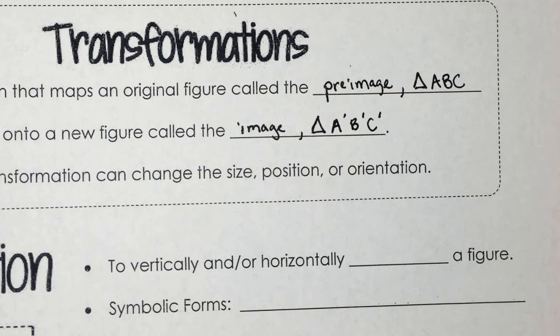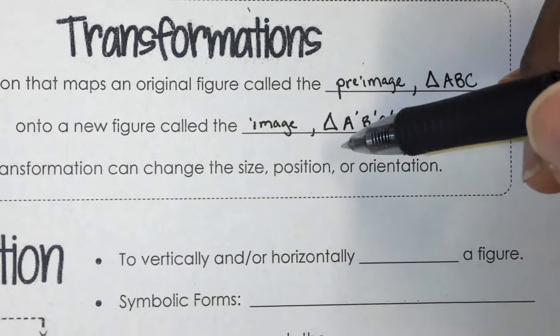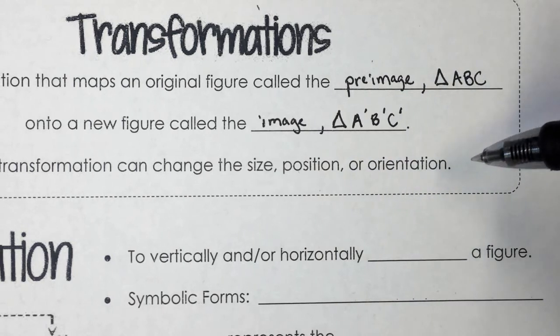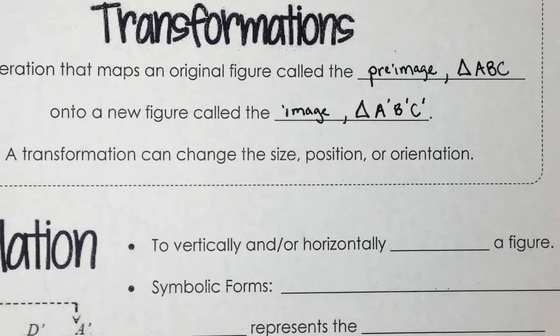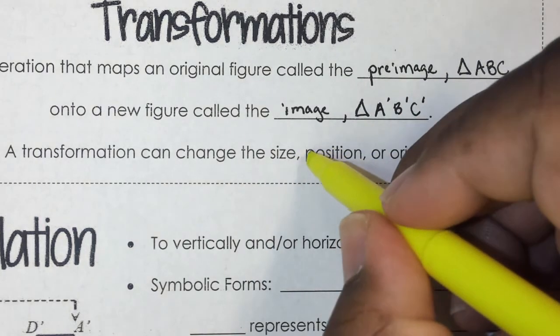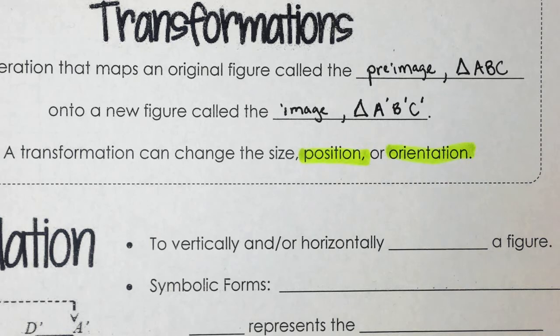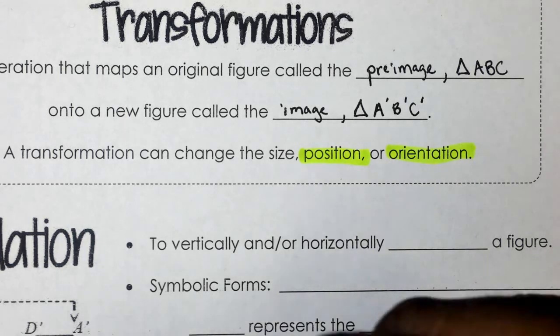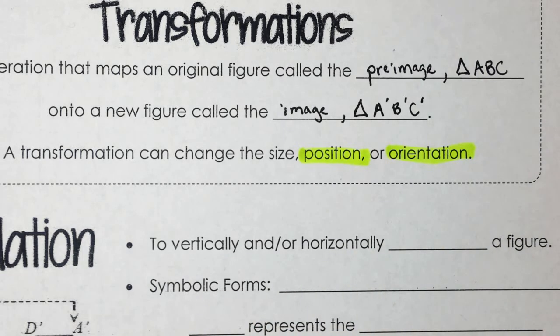So your original image is called your pre-image. The resulting image after your transformation, any transformation, is called your image. A transformation can change the size, position, or orientation. So that is true, but the only type of transformations we're going to focus on right now are the ones that change position and orientation. The type of transformations that we do in this unit will not change the size of our figures. All we're going to do is change the way they are turned, the way they are flipped, or we're going to slide them to a different position. We're not going to change the size of our image.